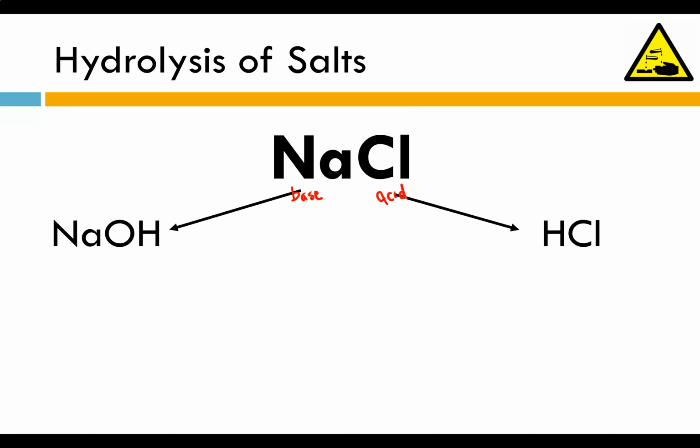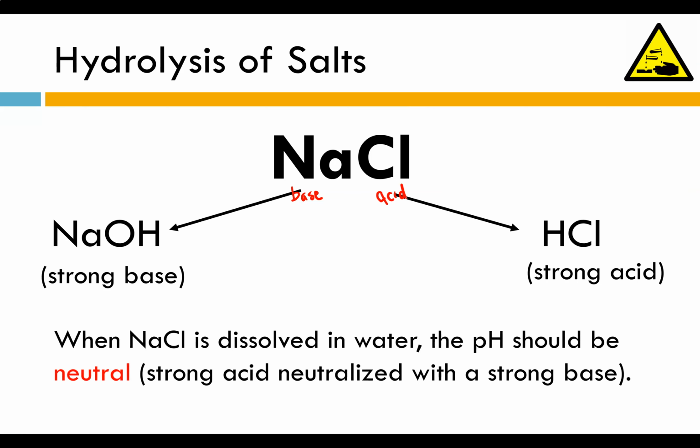So again, for the millionth time, if you haven't memorized your strong acids and bases, what are you waiting for? It's really going to be helpful for questions like this. Sodium hydroxide is a strong base. It is a group 1 metal combined with hydroxide. HCl is a strong acid. It's going to dissociate completely when dissolved in water. So I've got a strong acid plus a strong base. That should yield a neutral salt.